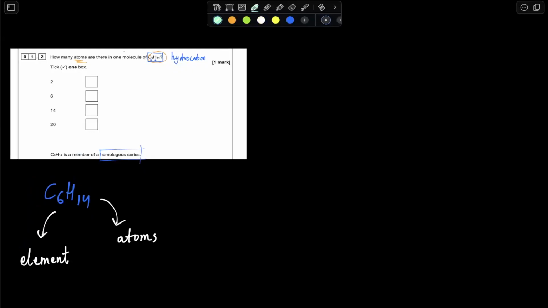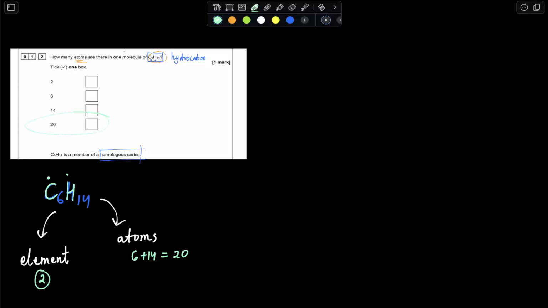For elements, you just focus on how many symbols you have, right? We use English letters for symbols, no? So you have C here and H here. So you have just two. How many elements do we have? We just have two elements. But how many atoms do we have? C comes 6 times and H comes 14 times. So we just add these numbers. 6 plus 14 gives us 20. So for this question, the answer is 20.